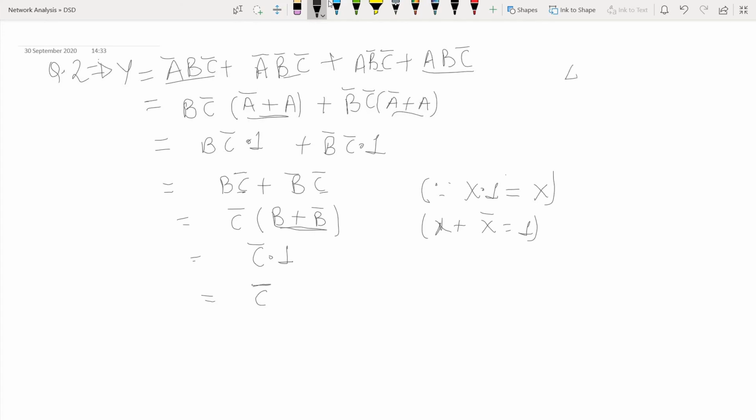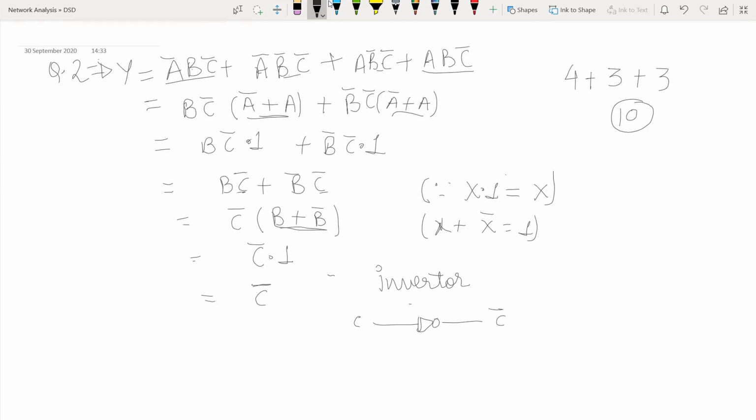We need 4 AND gates plus 1, 2, 3, we need 3 OR gates, and because we have 3 variables and we need to invert all the 3 variables, so 3 inverters. So we need a total of 10 gates. Whereas if I want to implement this C bar, what do I need? I just need one inverter, one NOT gate. So from here we will give C through an inverter and we will get C bar.